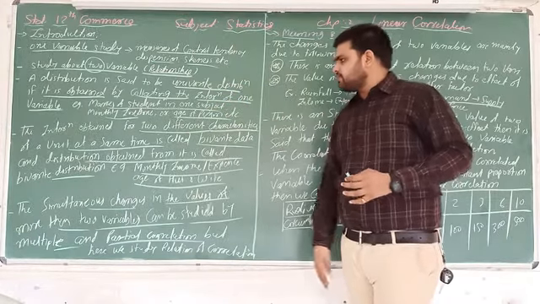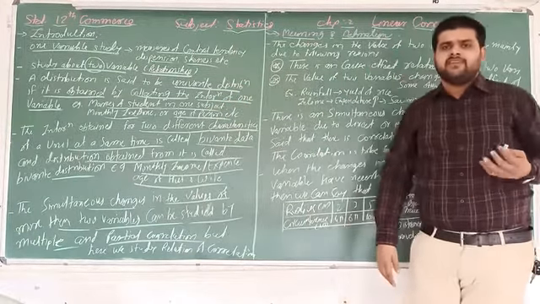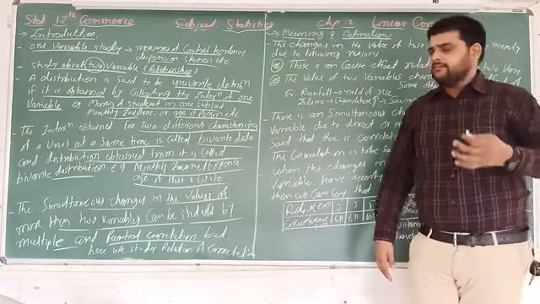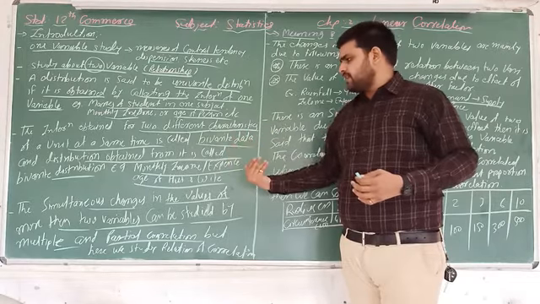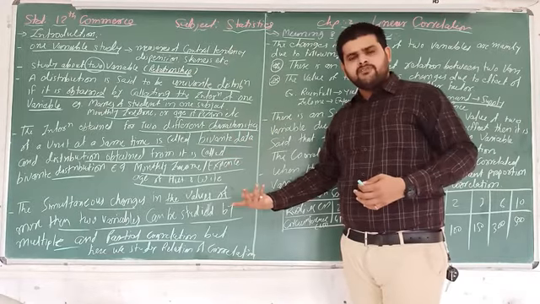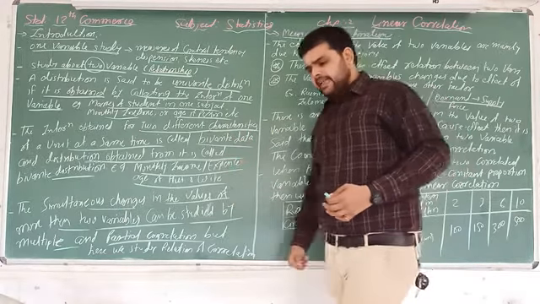And then after, there are two different types of characteristics that we find out at the same time, that is called a bivariate distribution. For example, monthly income and expenditure, or the age of husband and wife. So here two types of data are there.